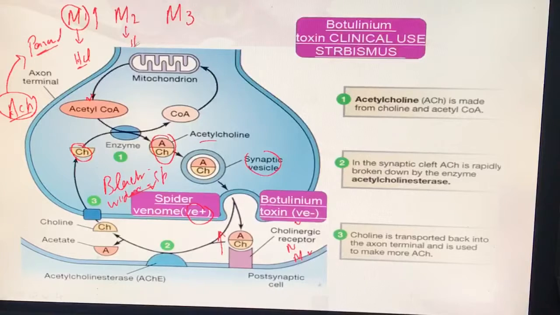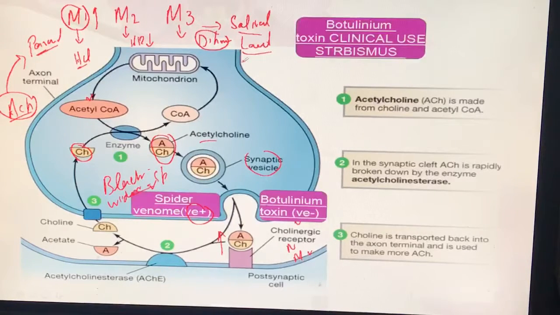What happens with the heart? The heart rate goes down. What happens with the GIT? It leads to diarrhea because of more motility. What happens with M3 in salivation? Too much salivation, too much lacrimation. Diarrhea starts, salivation starts, lacrimation starts, because these are functions of the parasympathetic system.